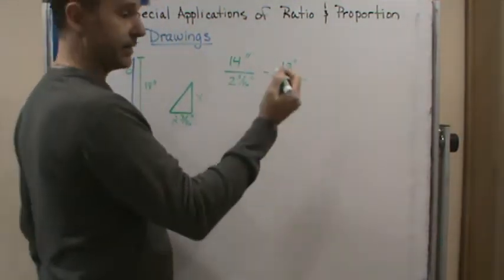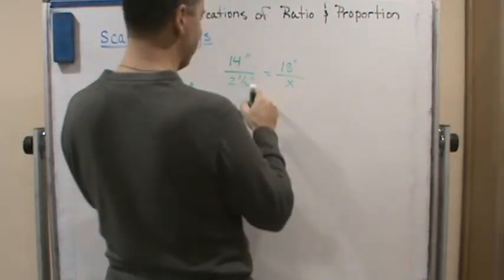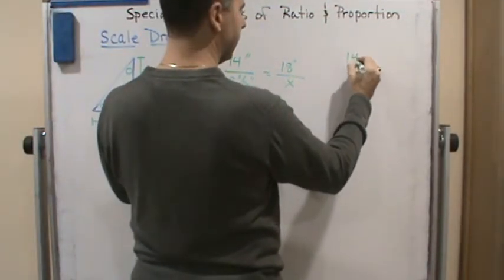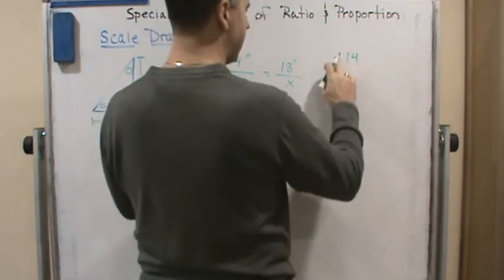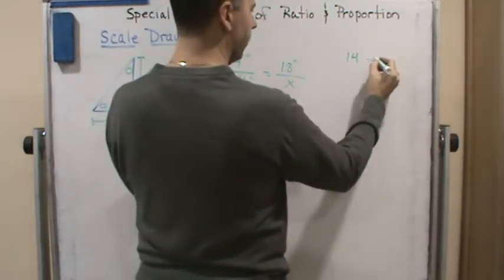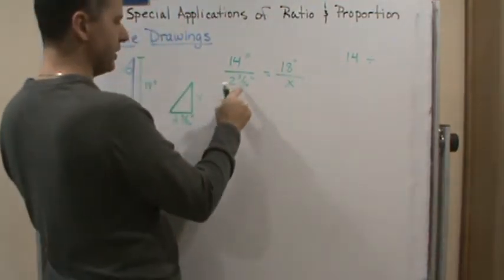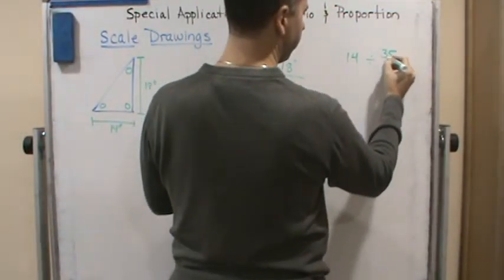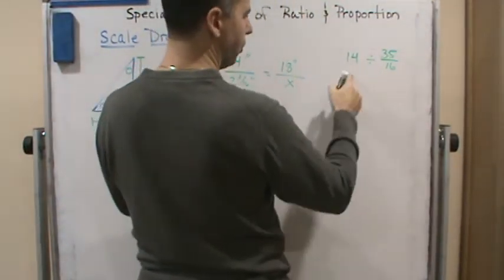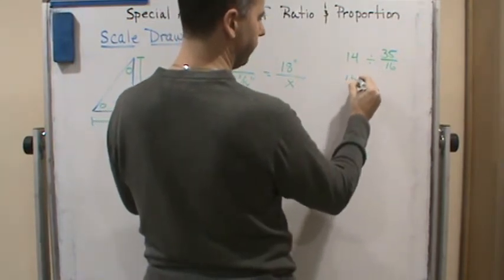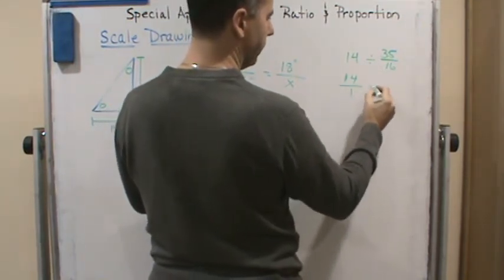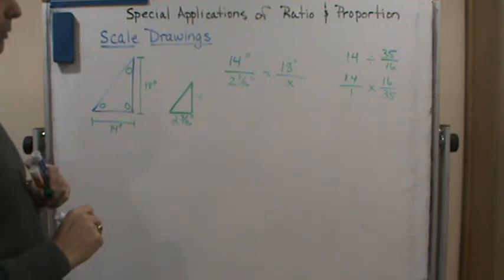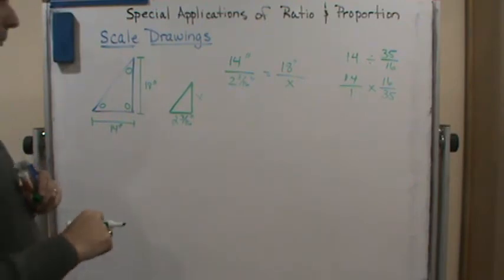Okay, so let's find the scale factor. Okay, so let's do 14. Now the inches, the units are the same, so I don't have to worry about changing the units. So I'm going to do 14 divided by, well, this is fractional, so 2 3/16 is the same as 35/16. And so I'm going to change this to a multiplication, so it's going to be 14 over 1 times 16 over 35. Okay? Now in this case, nothing's going to cancel.